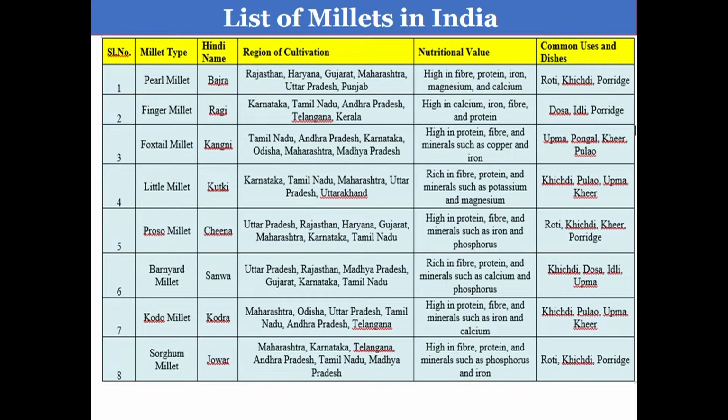And next is sorghum millet. You can say it is known as jowar, which is cultivated in Maharashtra, Karnataka, Telangana, Andhra Pradesh, Tamil Nadu, Madhya Pradesh and Uttar Pradesh also. And it is also high in fiber, protein and minerals such as potassium and iron. You can make it into roti, khichdi and porridge.